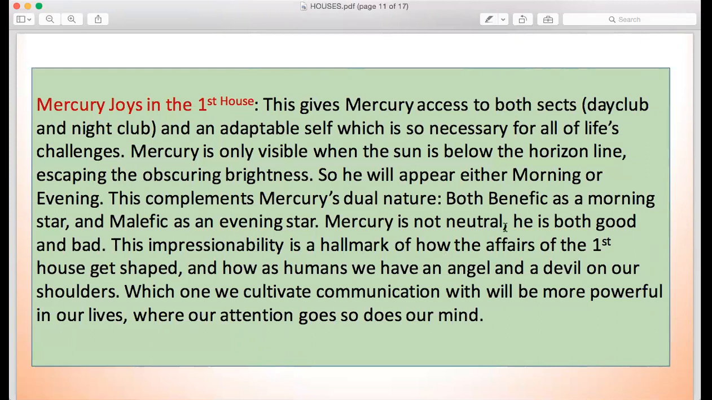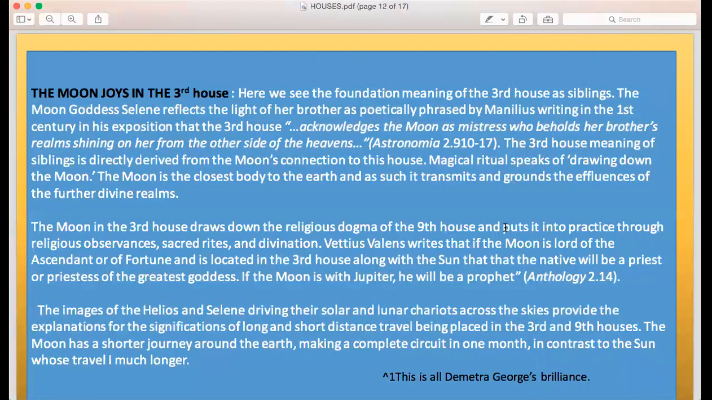The sun and Mercury are very close together, right? Mercury is always nearby, and we can only see it when the sun is below the horizon line. And so, as such, he'll either be a morning or an evening star. Morning stars are considered benefic. Evening stars are considered malefic. So Mercury is a bisect planet. Bisexual. The moon joys in the third house.